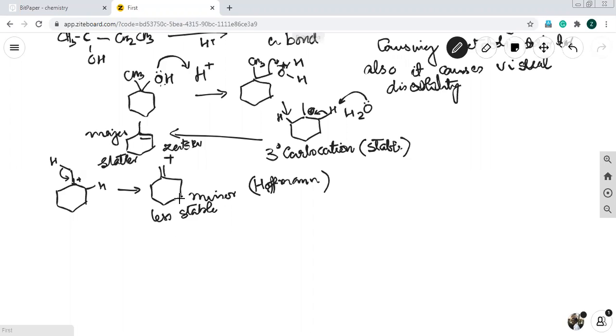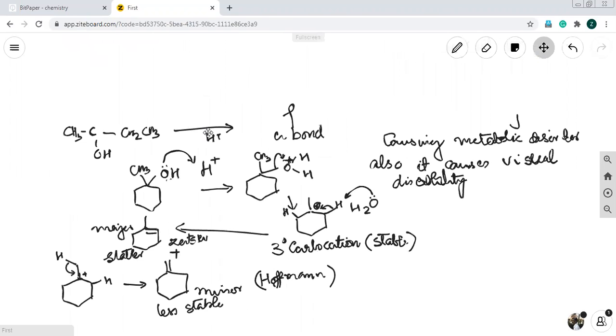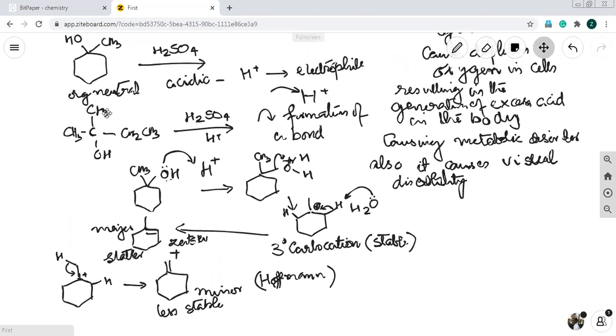Similarly, you can think of one more reaction I have written. See this reaction, CH3, CH3, CH2, CH3. What are the products that can be formed? Just write down and see whether you can get the product. Simple reactions. Yeah, it is as simple as this. I can write it here itself.